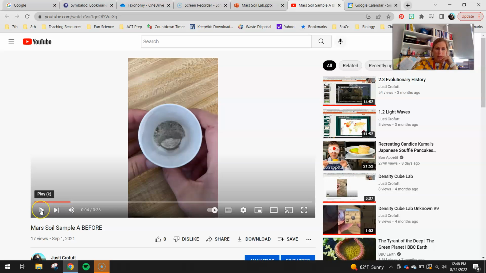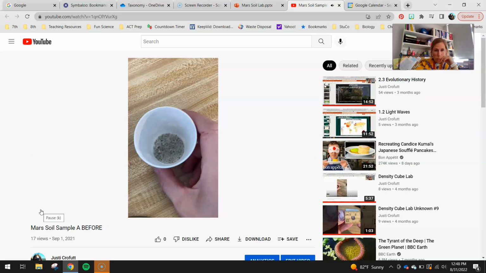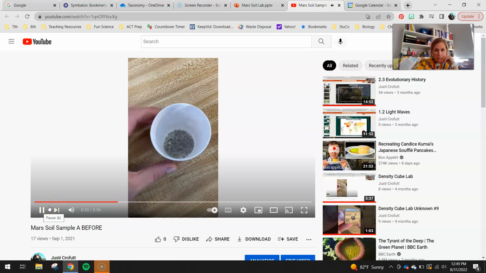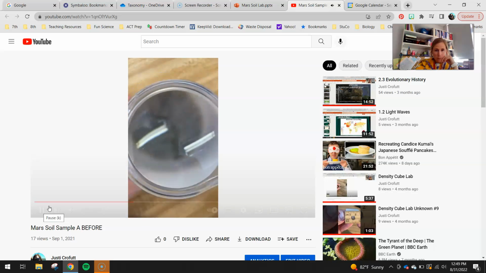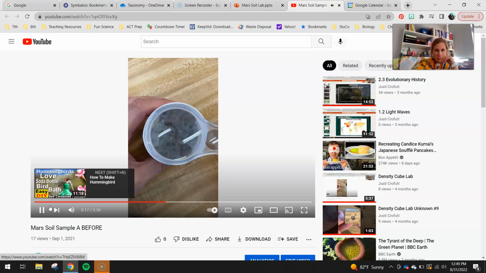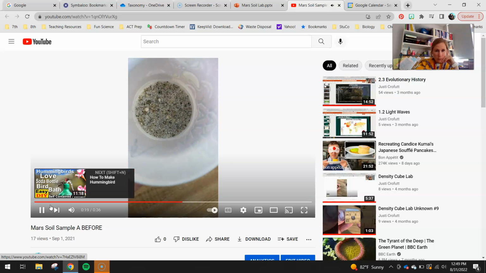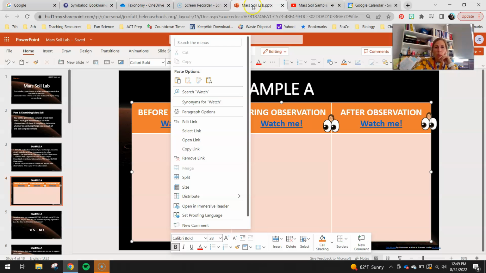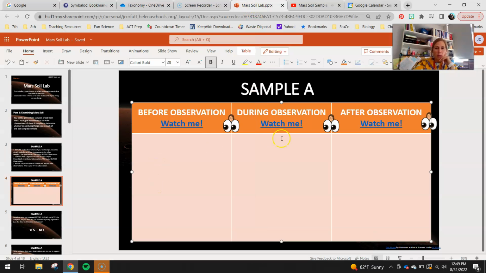You will hear me talk about soil sample A before. This is going to be your before observation. You can see what it looks like from far away. I'm also going to try to get you a zoomed in version as best as possible without making it super blurry. Okay, that's just not working. We'll just look like that. So you can do your before observation. You will watch all 3 of those videos and write your observations.